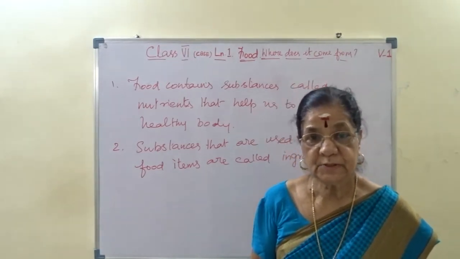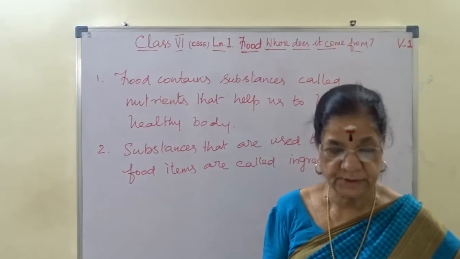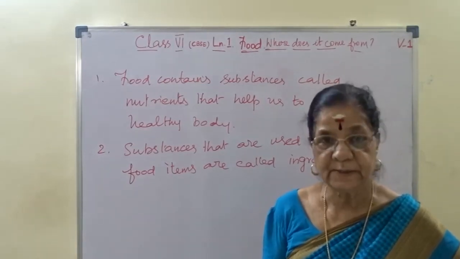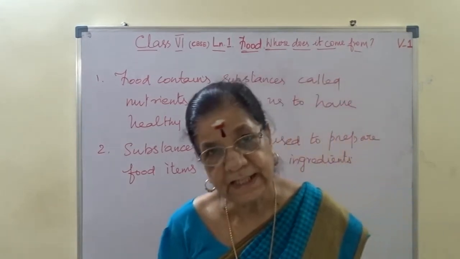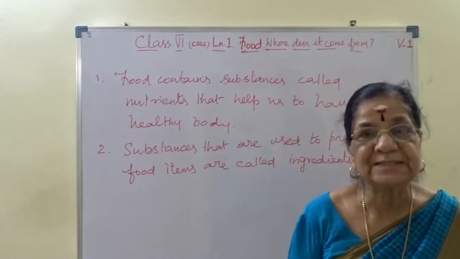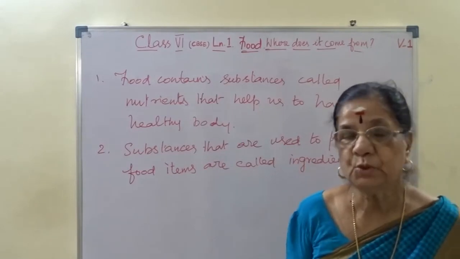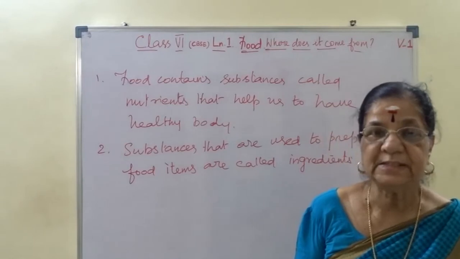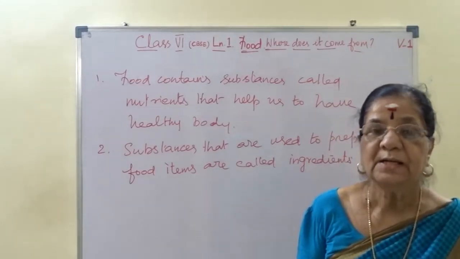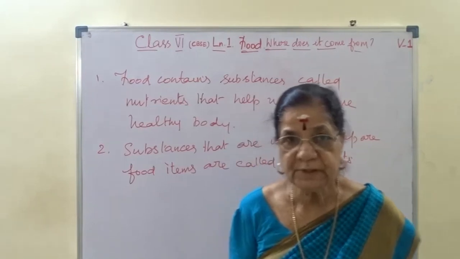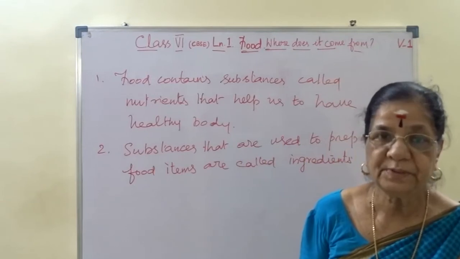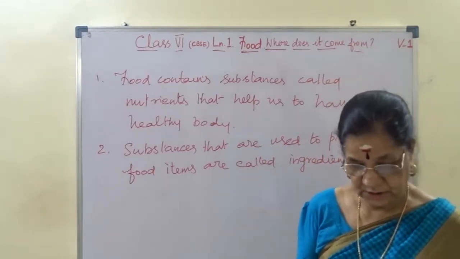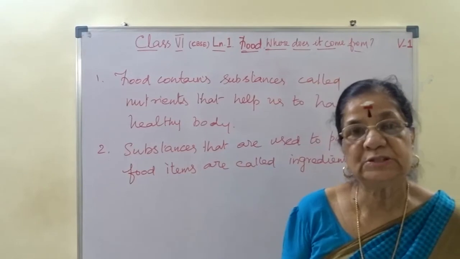Food from plants is packed with nutrients and is also rich in fiber, which helps in digestion and prevents constipation. So if you take fiber food frequently, that will prevent constipation. Then, why are seeds a good source of nutrients?